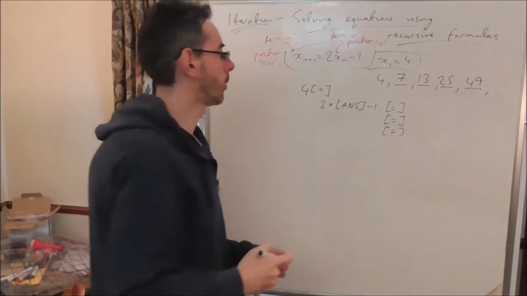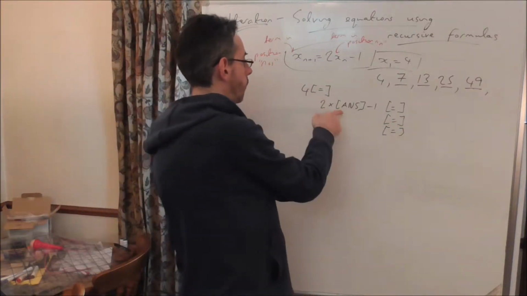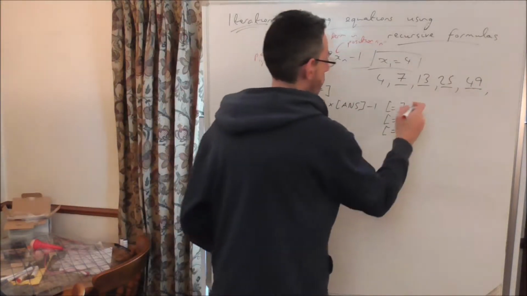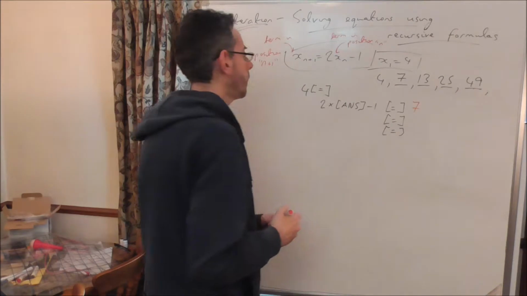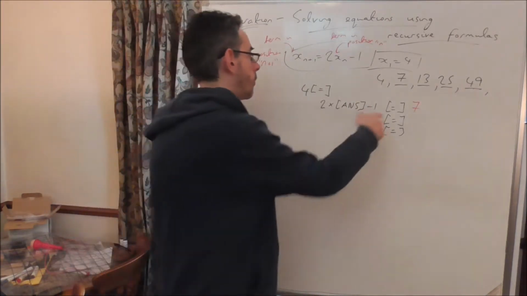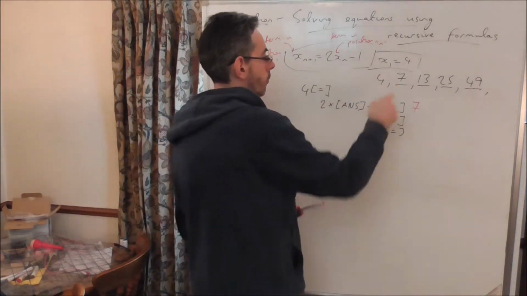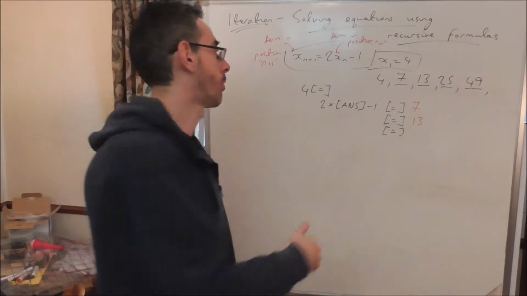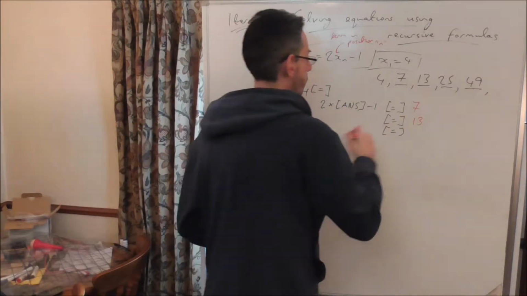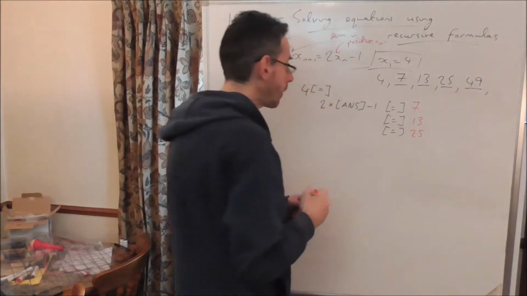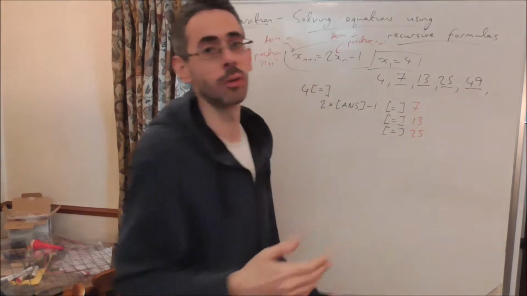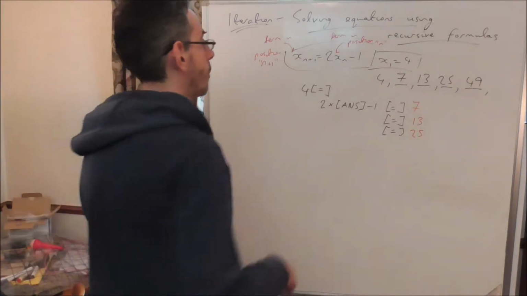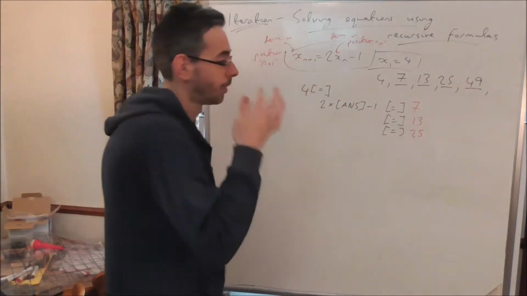So the first time you press equals, the calculator will put 4 into the formula, because 4 is the most recently stored answer, and it will give you the answer 7. Then when you press equals again, it will put 7 into the formula, and give you the next term, 13. Then when you press equals again, it will put 13 into this formula, and give you the answer 25. And if you keep pressing equals, it will give you more and more terms of the sequence. So you could have a go at that now, see if you can generate this sequence of numbers on the calculator.